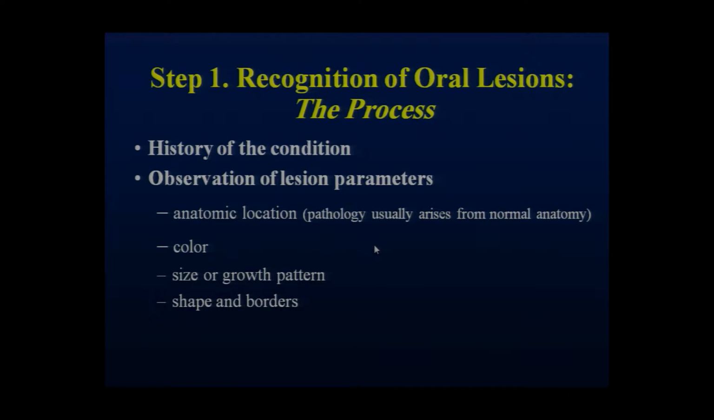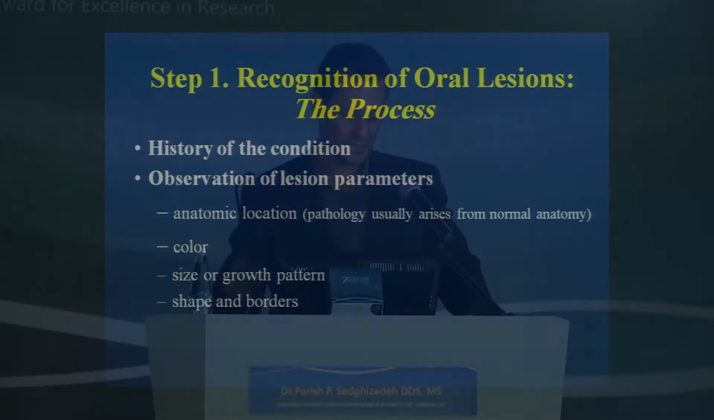And then the shape and the borders. Lesions that are well-defined tend to be less harmful than lesions that are poorly defined or ill-defined. And you've heard some of these things before, but we'll go through this with examples and look at many, many examples. And then the texture or consistency on palpation. When you see a lesion and you touch it, what does it feel like?